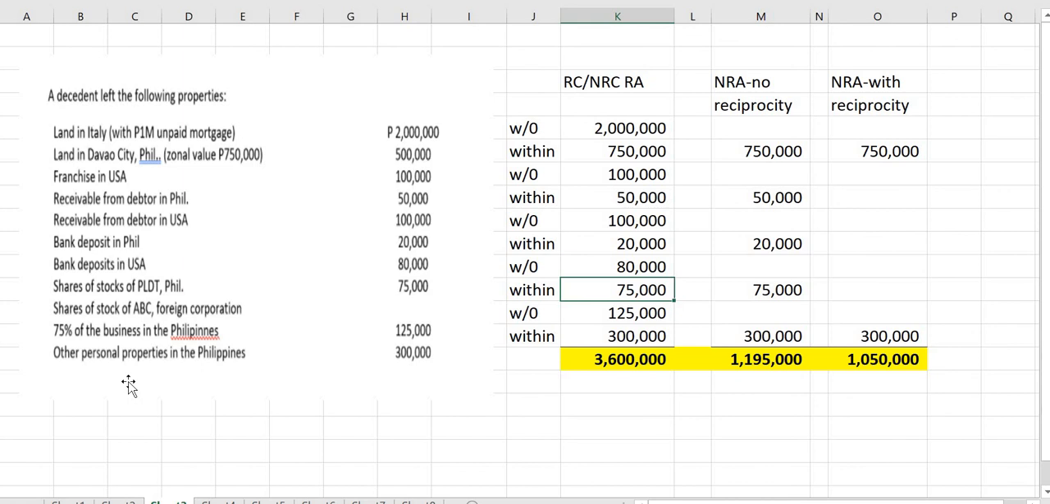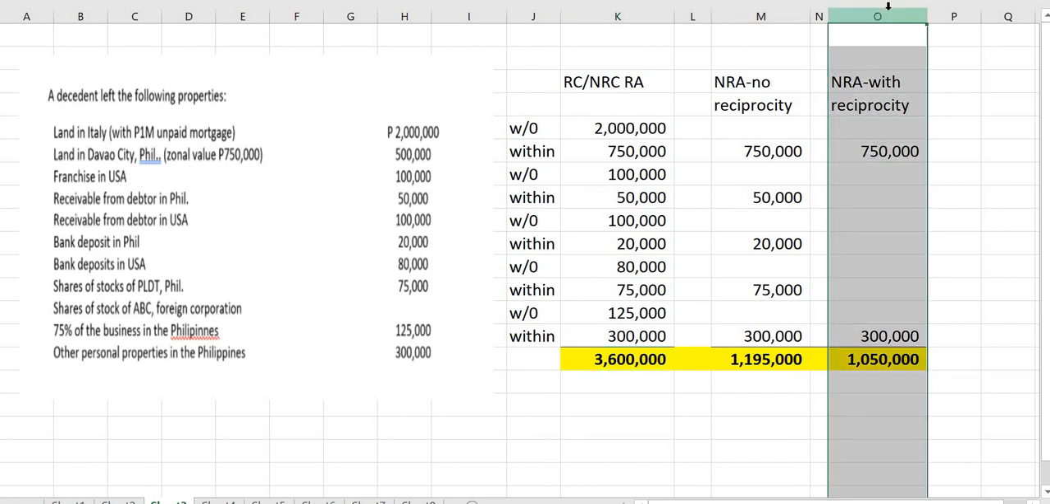Other personal properties in the Philippines, right? Since within, and tangible, it is taxable for RC, NRC, and RA, and NRA no reciprocity, and NRA with reciprocity. Okay? So, we have here 364 for RC, NRC, and RA. So, take note, everything is included. It's just that for the land, what we use is 750. For NRA no reciprocity, that's 1195. Again, what we include is all property whose situs is within. For NRA with reciprocity, everything with situs within, but tangible only. The intangible has no appeal.